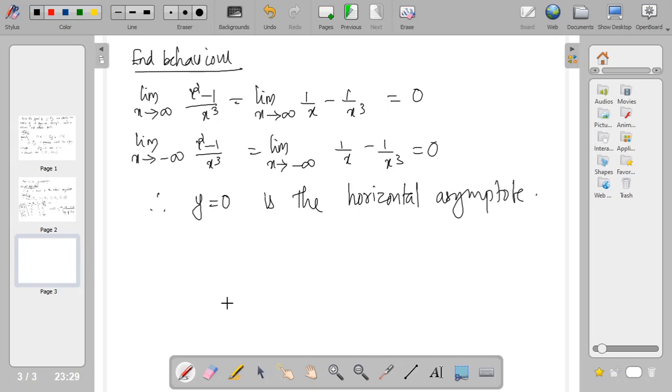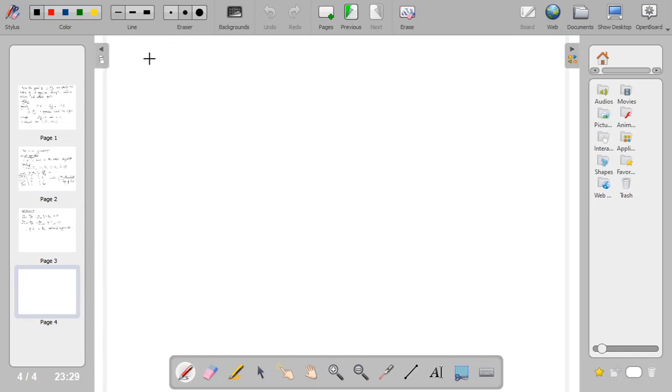So that is the end behavior, and we have got the horizontal asymptote. Now let us find the derivatives.